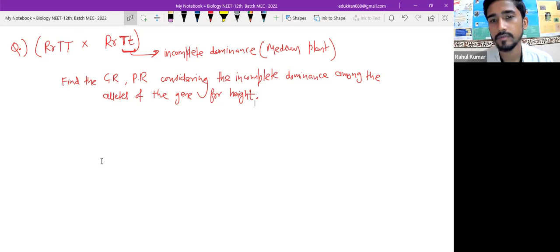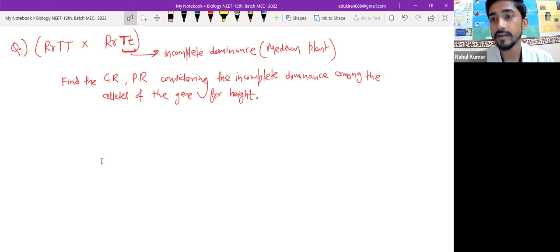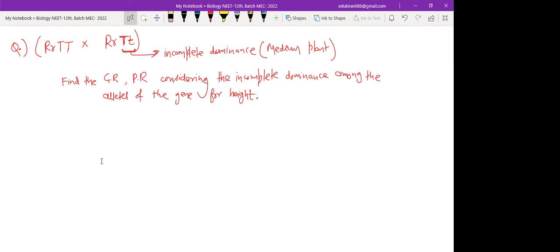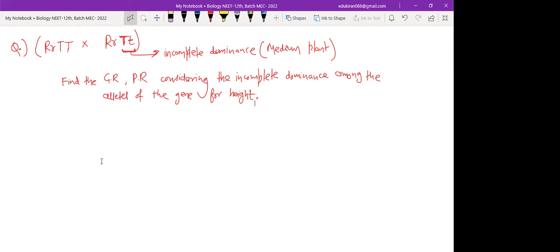Sir, how will you find the Punnett square for this? First, you have to find the gametes. Yes, sir, but I got 2 gametes for one plant and 4 gametes for the other plant. So you just have to make 2 on one side and 4 on the other side, make a cross. There will be 8 progenies. Understand?